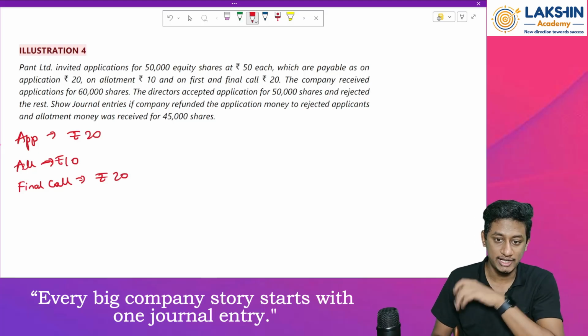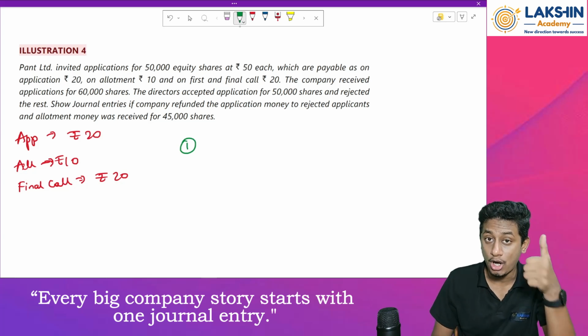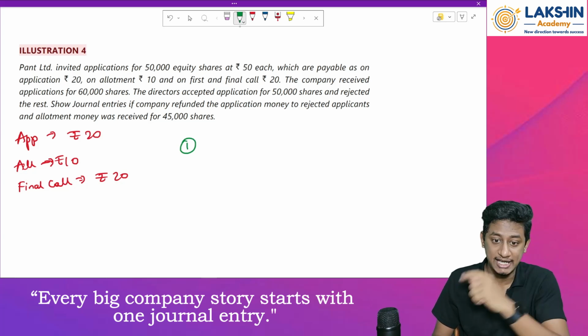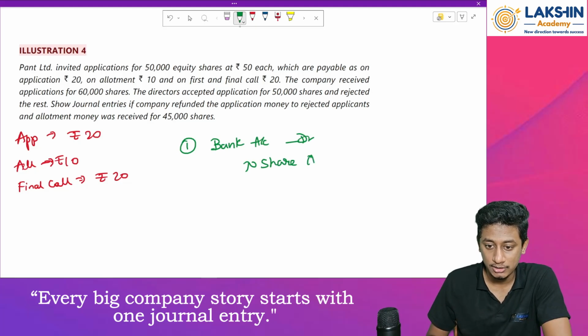Fine. So now I need to pass the journal entries, right? In this case there are no dates, so I will just pass with numbers. So first entry will be for what? Always the first entry will be for the application money received, right? So bank account debited to what? To share application account.